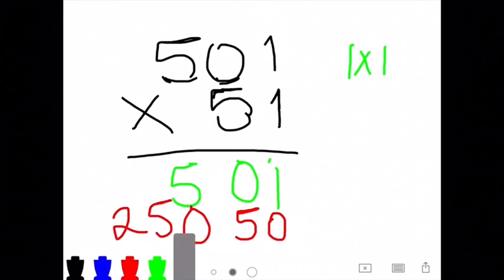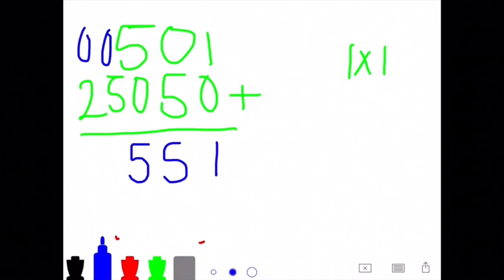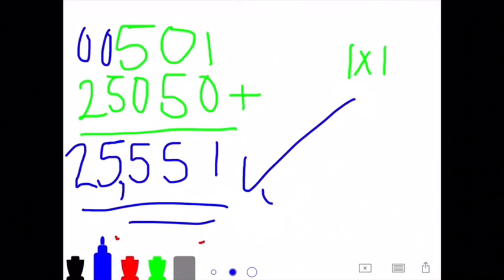Okay, so we're going to move on, and you have to add the numbers together. So 1 plus 0 is 1, 0 plus 5 is 5, 0 plus 5 is 5, 5 plus 0 is 5, 2 plus 0 is 2, which means your answer overall is 25,551. Okay, now we're going to move on.